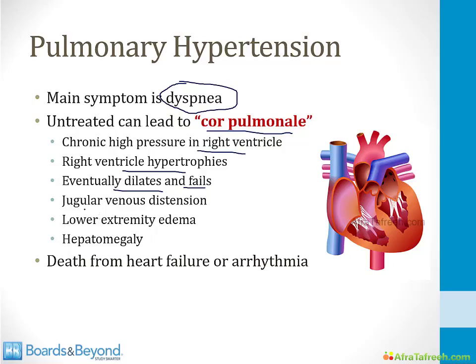Patients may develop jugular venous distension, they can develop lower extremity edema, and they can develop swelling of the liver, which leads to hepatomegaly on physical exam. And untreated, this can eventually lead to heart failure and arrhythmia and death. And so they're going to want you to know this in step 1. In a patient with pulmonary hypertension, what is the point of treating the condition? It's to prevent right heart failure and death from heart disease.